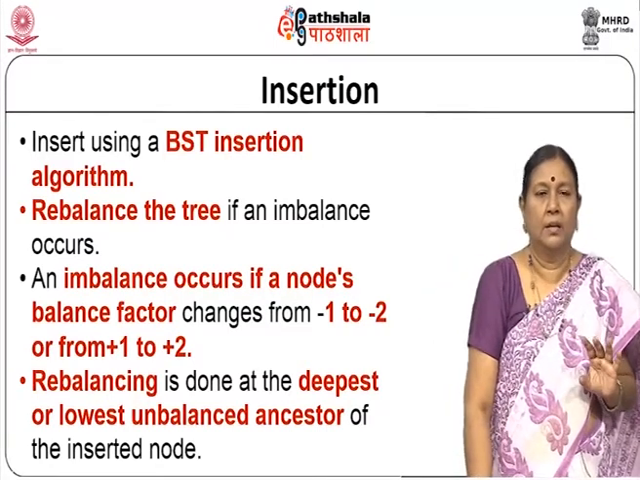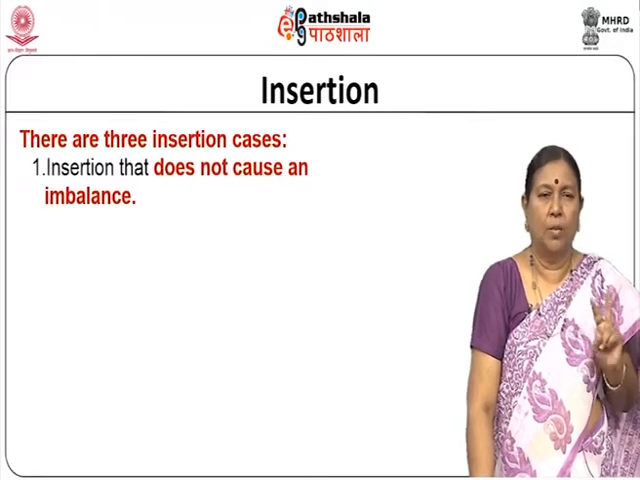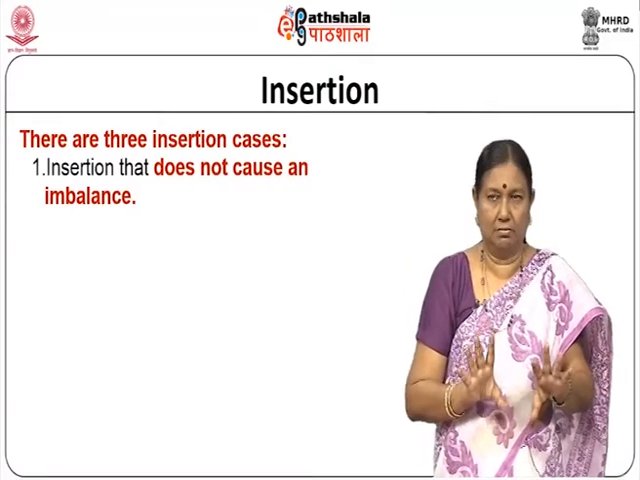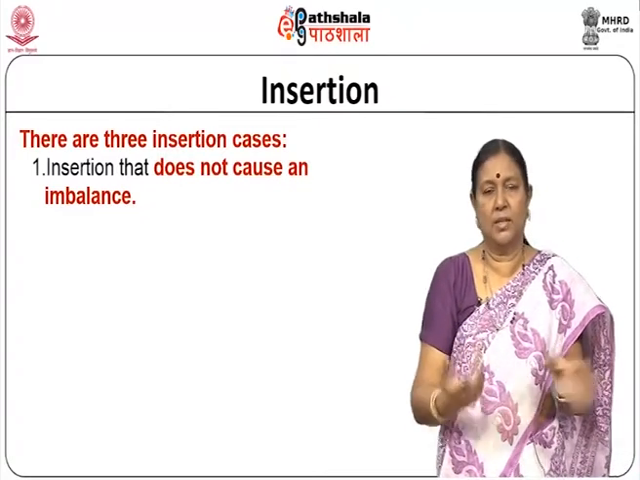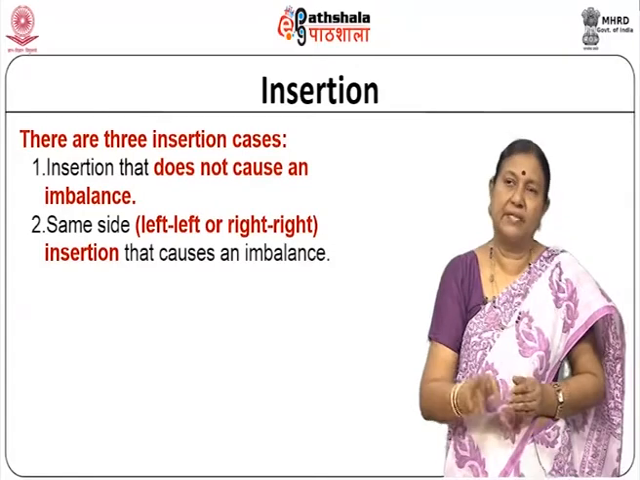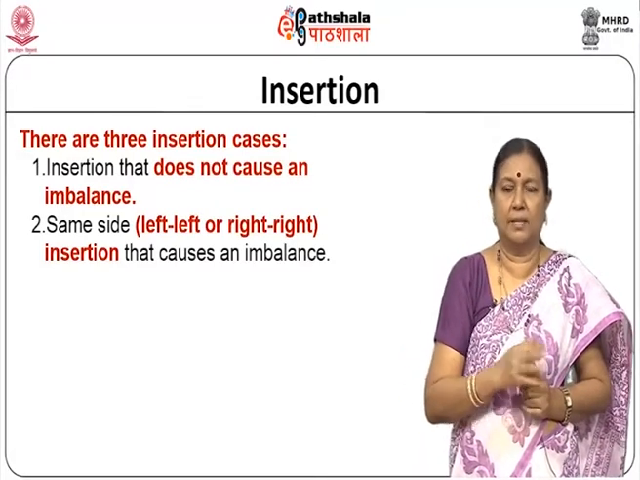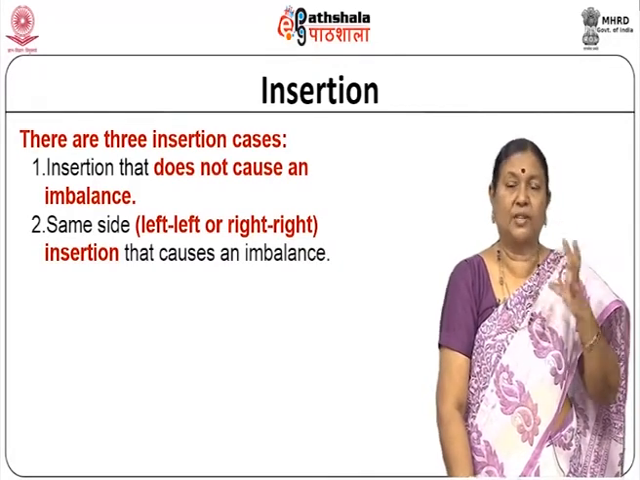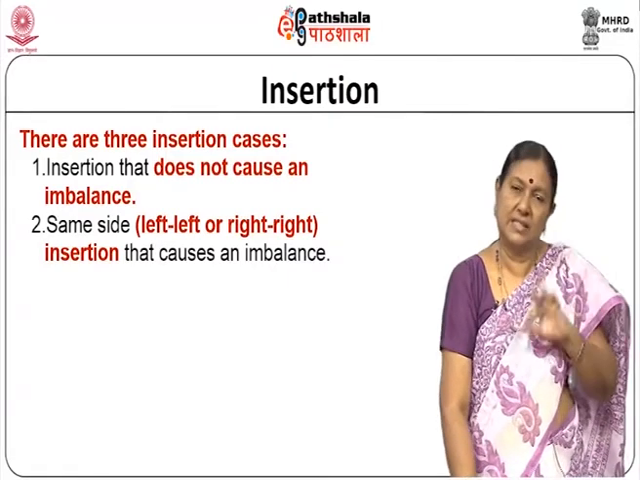Okay. Now, there are three insertion cases. One is that insertion does not cause imbalance at all, because we had 0, now it becomes +1, no imbalance, or it becomes -1, there is no imbalance. So, that is the first case. The second case is a left or right insertion that causes the imbalance. In this case it will be a single rotation, we will come to that. Actually, the rotations are 4 cases, we are talking about 3 cases as far as insertion is concerned.